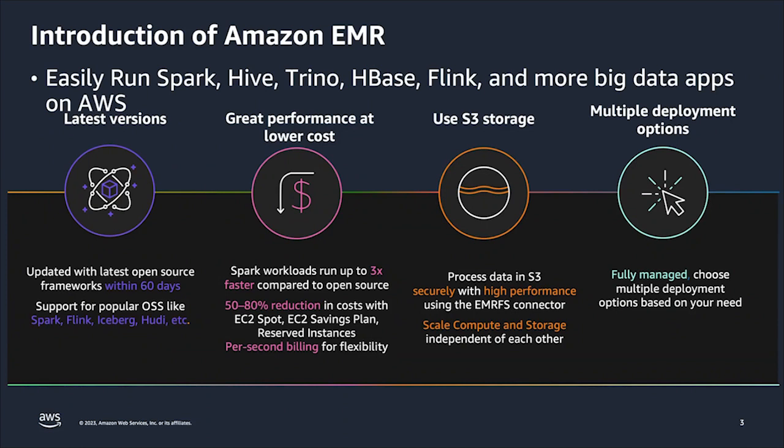The good thing about using Amazon EMR is you can get the latest open source versions of frameworks within 60 days of launch. Next, it offers multiple workload options and you can run up to 3x faster open source Spark jobs with a 50 to 80% reduction in cost, because with Amazon EMR you get multiple options of EC2 Spot, EC2 Savings Plans, Reserved Instances, and per second billing flexibility. So it's great performance at lower cost. You don't have to worry about how much storage you need when starting your cluster because it can scale compute and storage independent of each other.